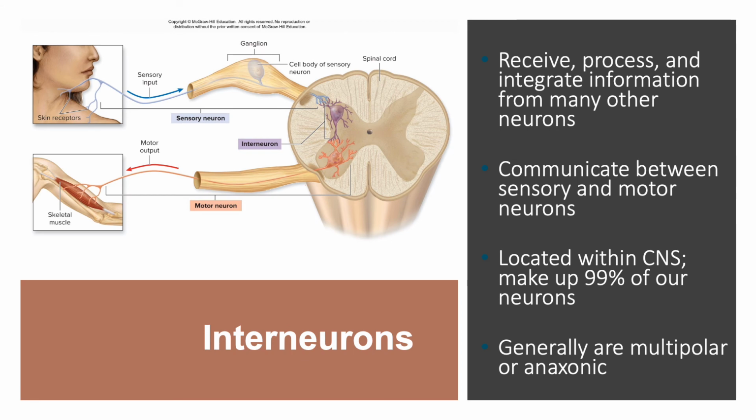That brings us to interneurons. These are the neurons that receive and process information from the other neurons. So they communicate between sensory and motor. They're found entirely within the CNS. They make up the majority of our neurons, and they are multipolar, or as we just learned, anaxonic. A lot of those anaxonic neurons are found within your brain.